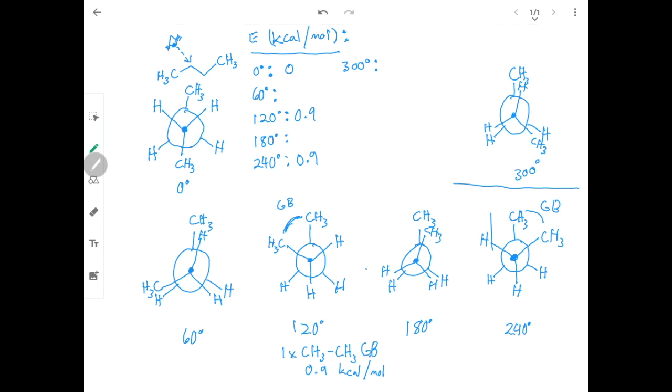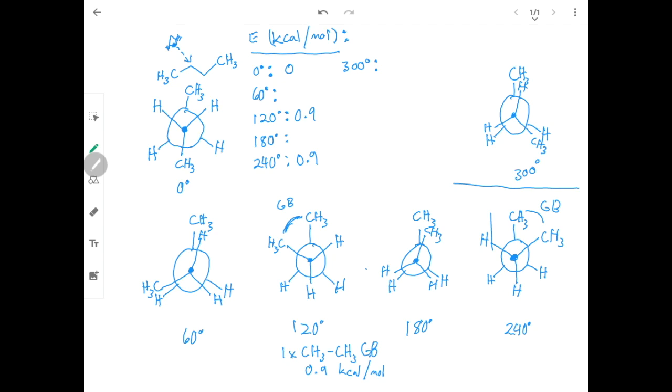Okay, so let's talk about these eclipse interactions. So there are two types of strain with eclipse interactions. First is another type of steric interaction. So gauche-butane interactions are another type of steric interaction, except they have those special circumstances. Something that's true of all steric interactions is they increase in energy as the groups get bigger. That's just a fundamental concept of all types of steric interactions.